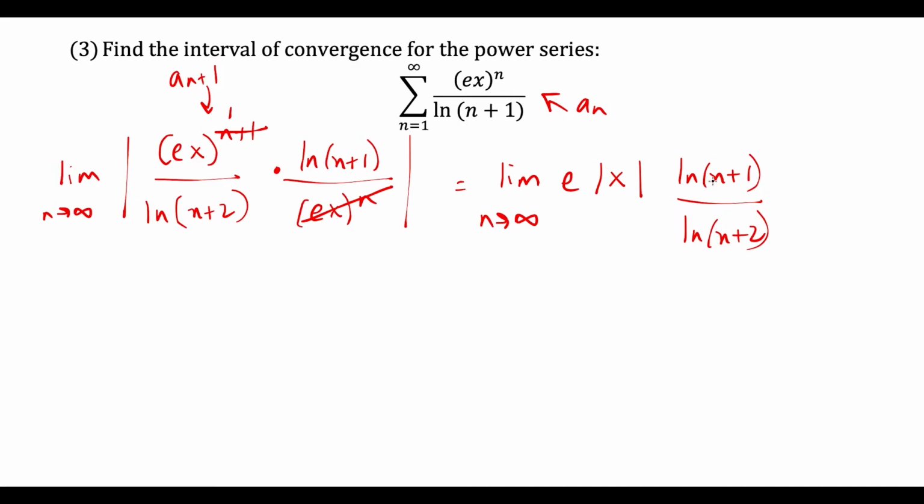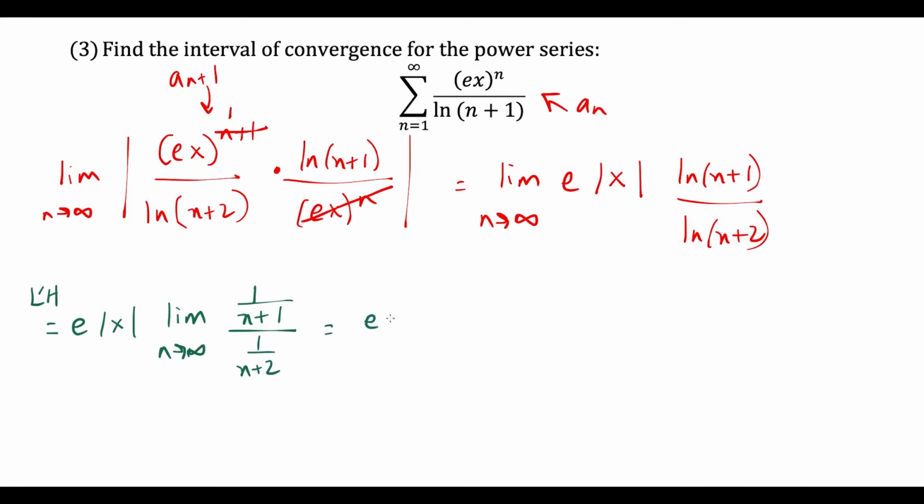So now we get to this step, and we can't just plug in n equals infinity, because we'll have infinity over infinity, which is indeterminate. So in this case here, we would actually have to use L'Hopital's rule to evaluate this limit. So we could say that this is equal to e times the absolute value of x, and this is, once again, we're using L'Hopital's rule, and we have the limit as n goes to infinity, and now the derivative of natural log n plus 1 with respect to n is 1 over n plus 1. And then the derivative of the bottom term is going to be 1 over n plus 2. Okay, we could skip the chain rule here because the derivative of the inside is 1.